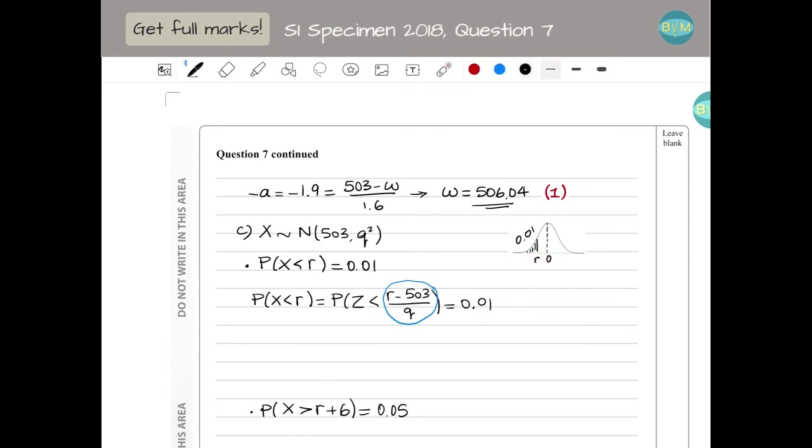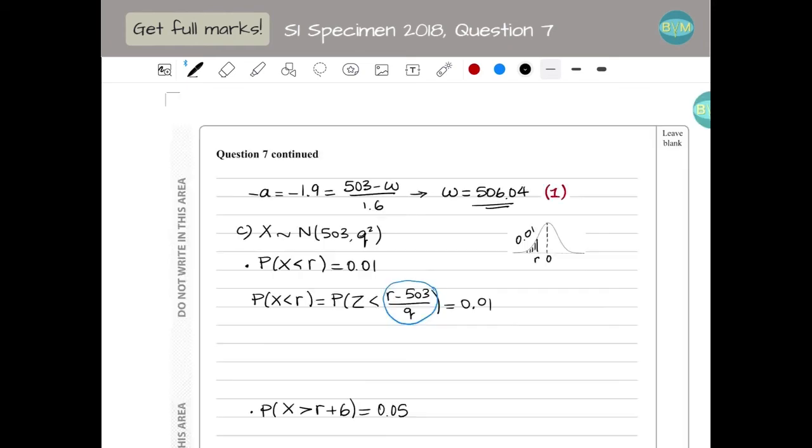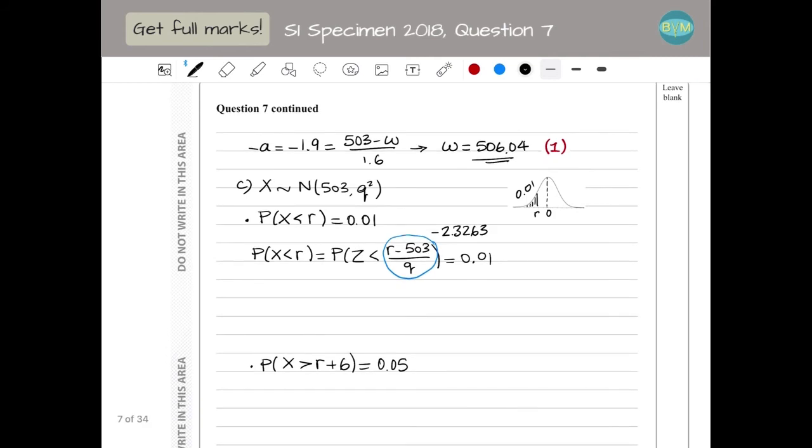So when I search on the table, the 0.3263 is going to be minus, because I'm on the left side of the graph. So this is minus 2.3263. Be careful with that. This is a common mistake. So from here, I have one equation: (r minus 503) divided by q is going to be minus 2.3263. So I have one equation here.